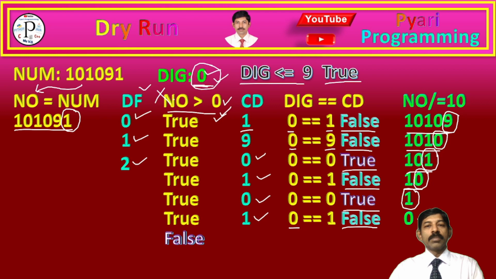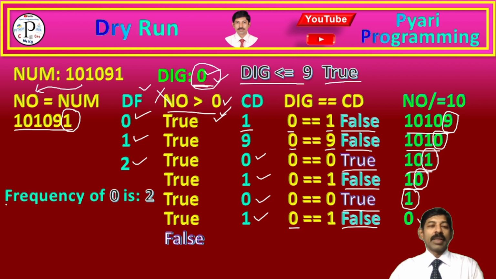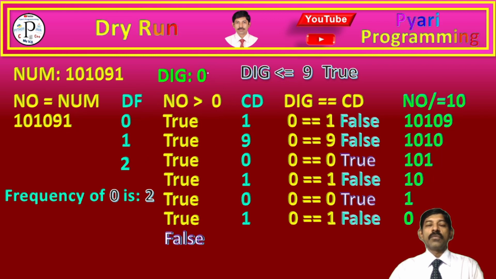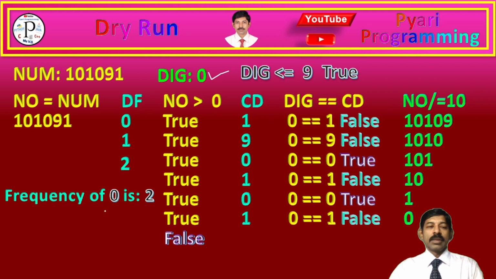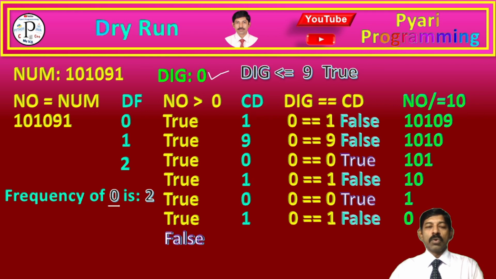Once I come out of this loop, I have to display that the frequency of 0 is 2. I was looking for the frequency of 0. That's why I am displaying that the frequency of 0 is 2. That is your digit frequency 2.